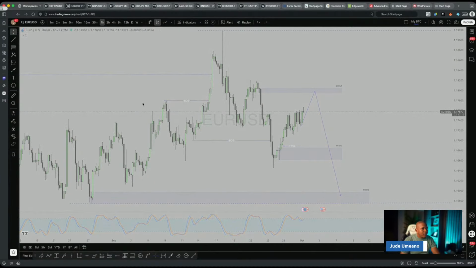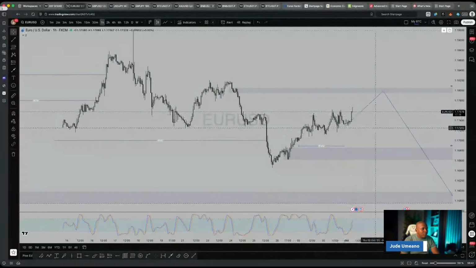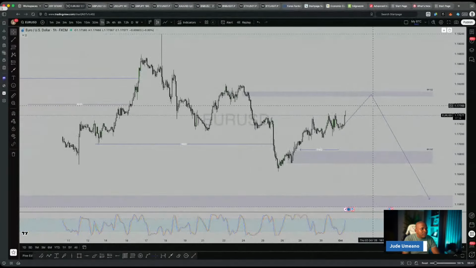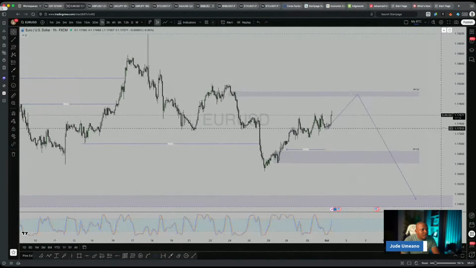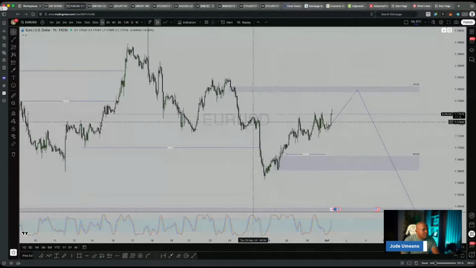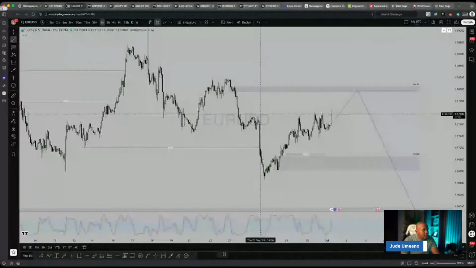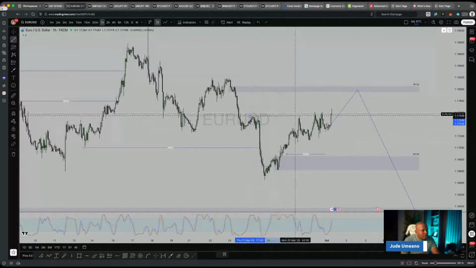So 1 hour now. What can we find on the 1 hour? You can see that on the 1 hour, we have actually done this. At this point, this here is a swing point. So we are breaking structure here this way.